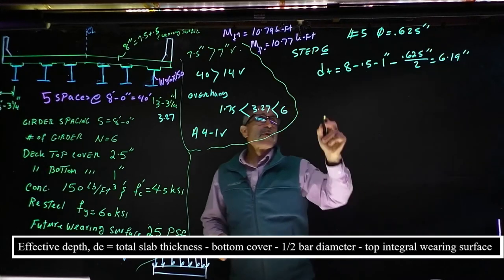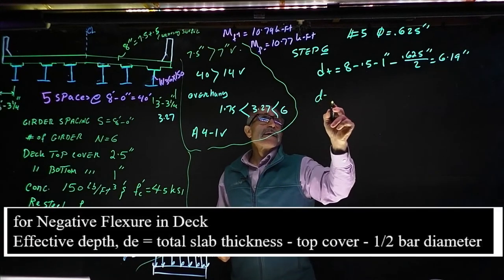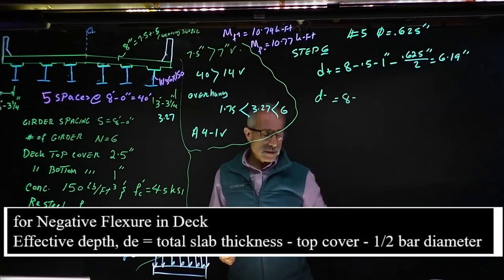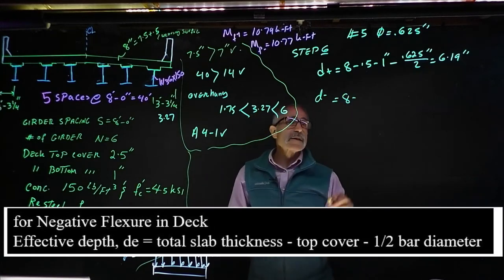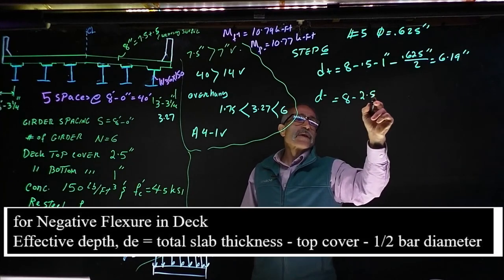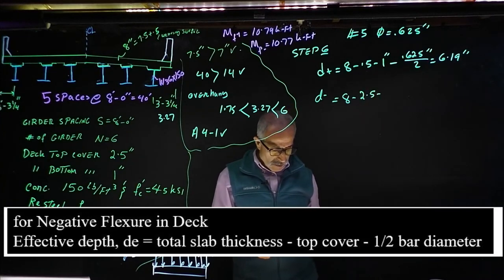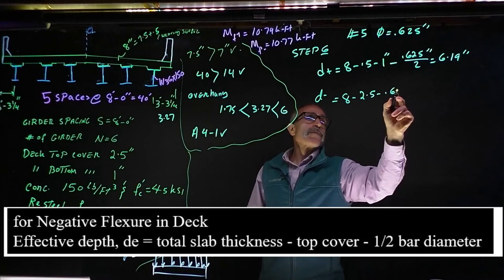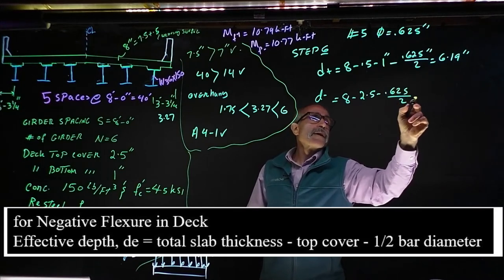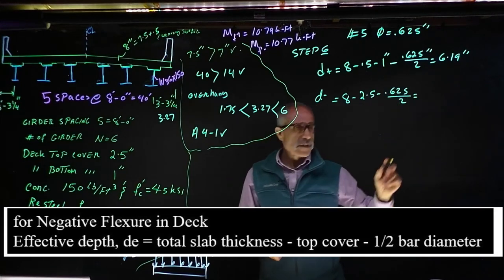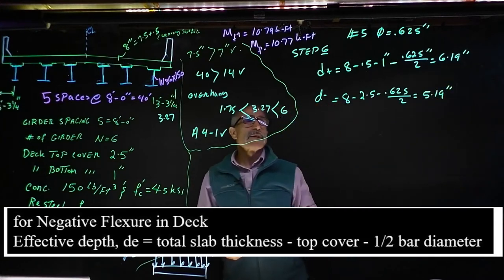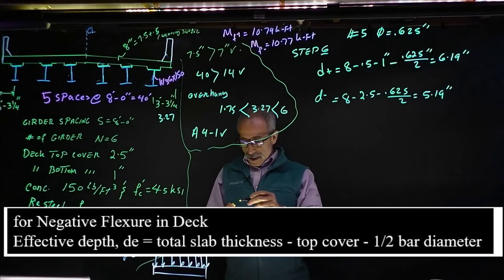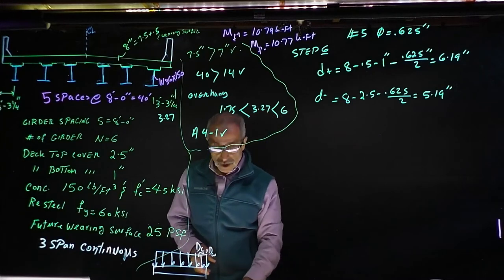And the negative one is going to be basically your slab thickness, minus the top cover, which is 2.5 inches, and then minus the diameter of the bar divided by 2. And that'll give me about 5.19. Okay, so that's step number 6. We're going to move on to step number 7.